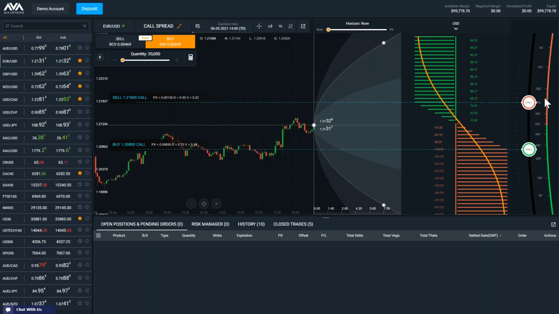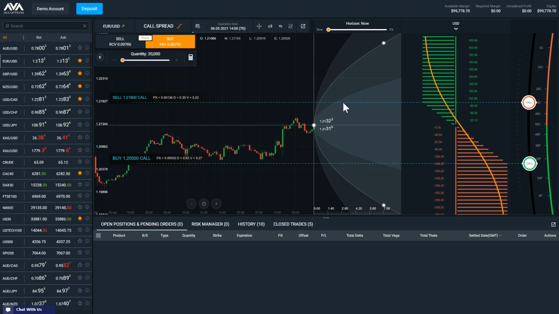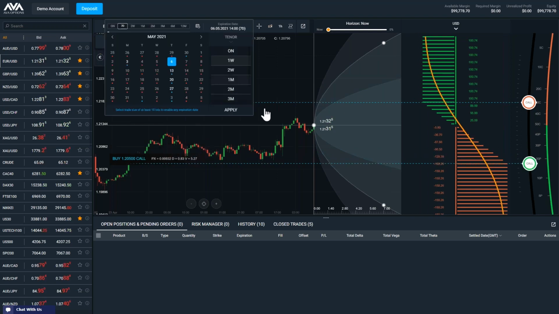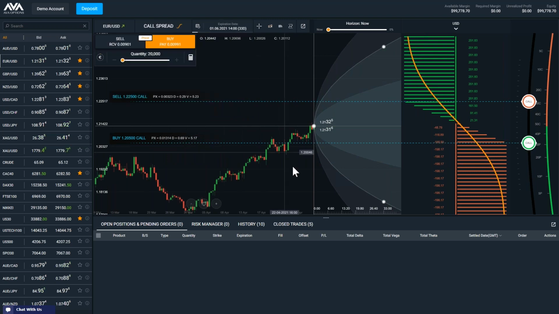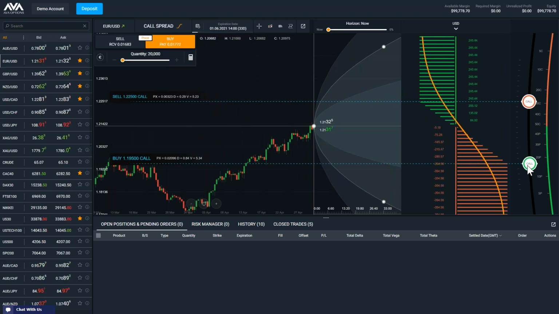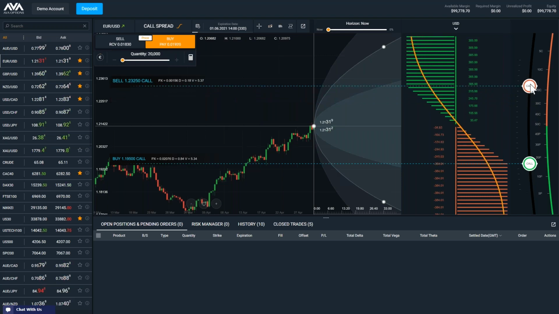Click try it. You see it in green, we're buying the 120.80 call. Let's take that down to 120.50. Let's make this option a month. We're gonna buy, let's go even lower. Let's buy a 119.50 call, and let's sell a 123.50 call. So I'm buying one option and selling the other option.